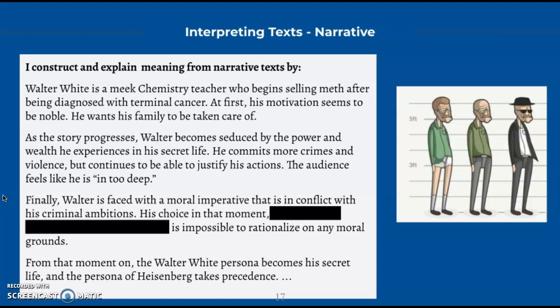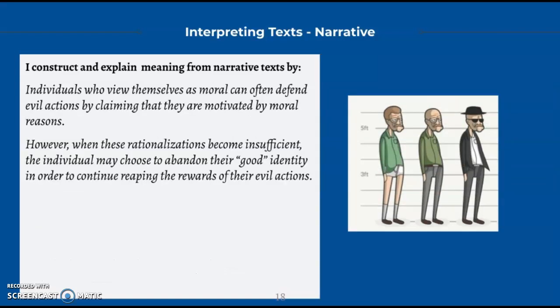And you can see in his face in that moment, he's just horrified at himself for the whole time. And from that moment on, you can see that he's not going to be redeemed. The Walter White persona, the person that he was, becomes his secret life, kind of starts to fade away, and the criminal mastermind persona of Heisenberg starts to take precedence. So it's another theme about evil, I think. Individuals who view themselves as moral can often defend evil actions by claiming that they are motivated by moral reasons. However, when these rationalizations become insufficient, the individual may choose to abandon their good identity in order to continue reaping the rewards of their evil actions.